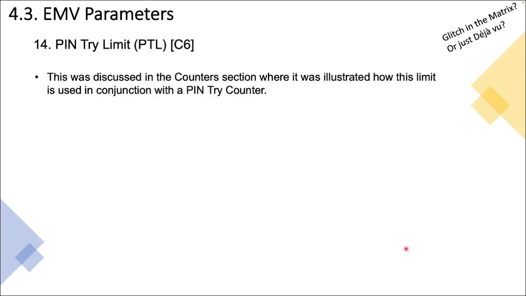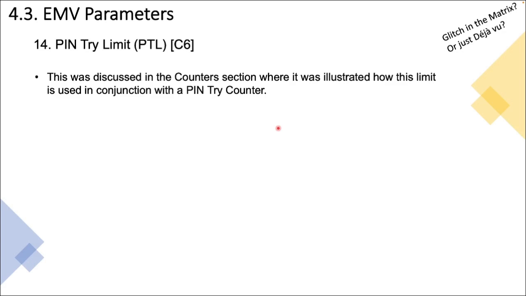So let's move on now to something called PIN try limit, PTL, tag C6. Okay, now you'll recall that in the counter section, we spoke about there being two ways in which counters work. You've got the one where a counter is used on its own, and then you've got the second one where the counter is used in conjunction with a PIN try limit. That PIN try limit that we alluded to as part of the counter discussion, PTL, is a tag. It lives on the card, and it's tag C6. Okay.